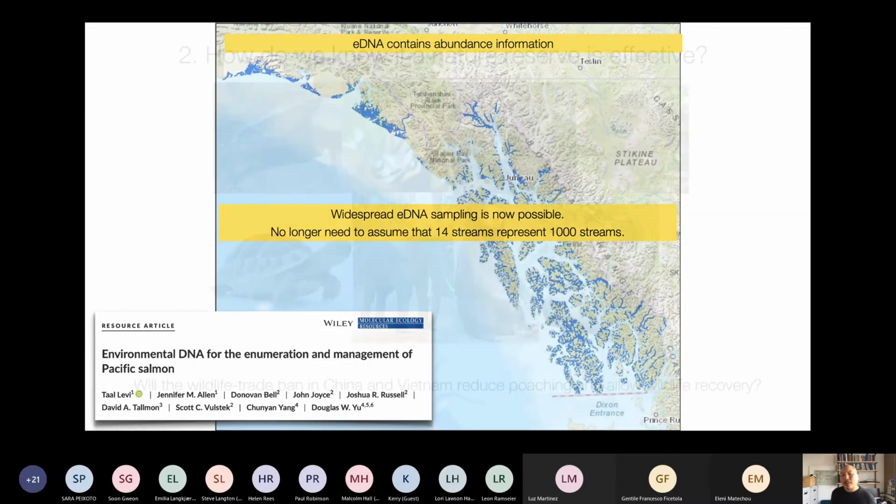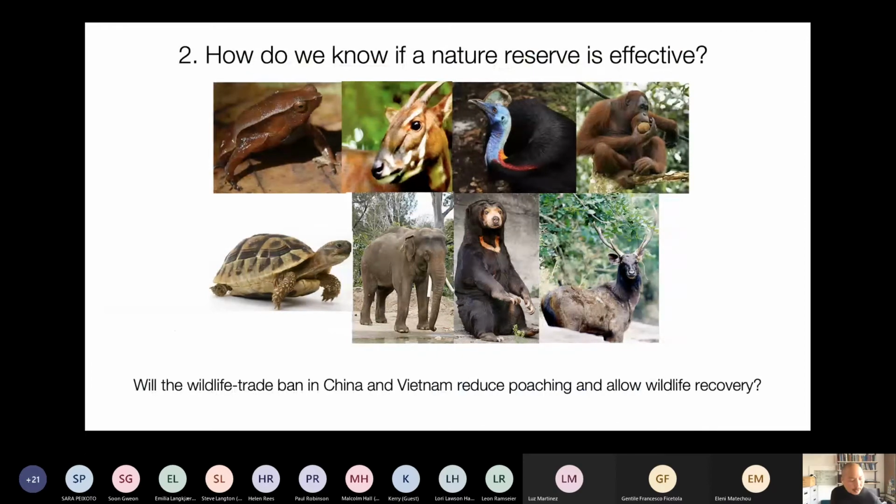Okay, so that's a pretty simple example using a pretty simple technique, qPCR. But I'm a more terrestrial ecologist type person, and one of the questions that's always animated me is how we know whether a nature reserve is effective. And so what we're really asking is whether or not a nature reserve contains the animal that it's supposed to contain, right? And as you know, this year, China and Vietnam have announced bans on wildlife, and the question is, will this be enforced? Will it have an effect? Will it have an upstream effect on wildlife in nature reserves?